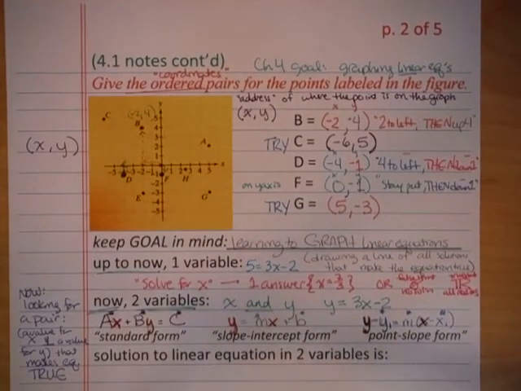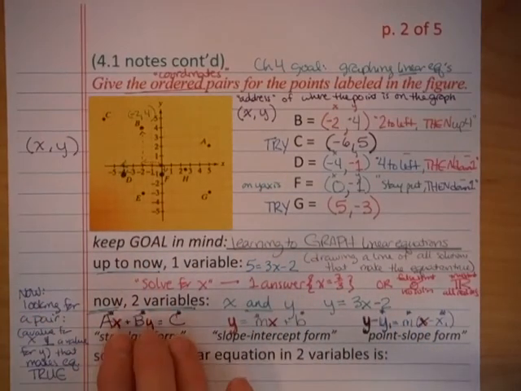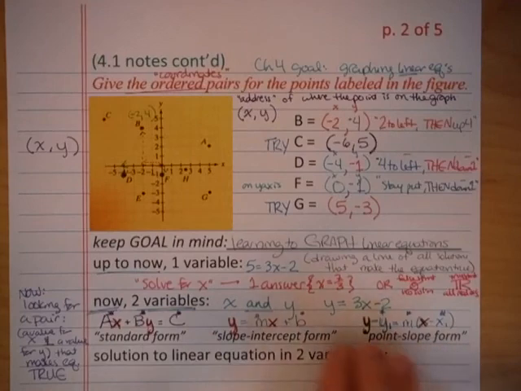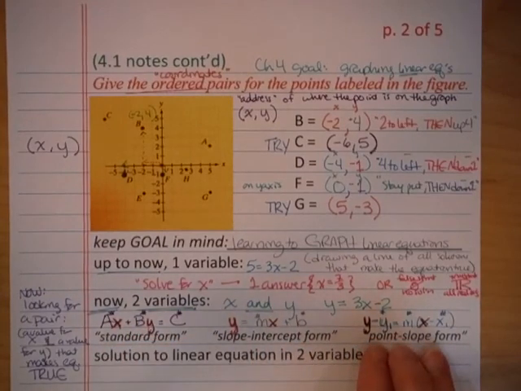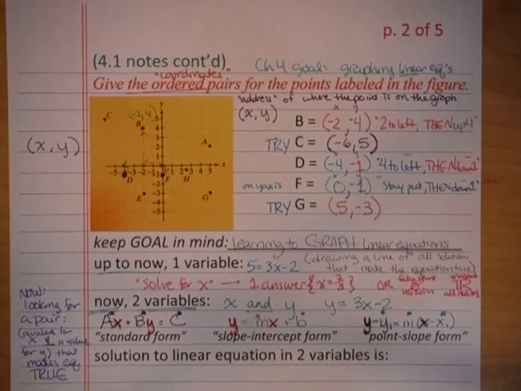Okay, so that's some more basics in terms of ordered pairs and types of forms of the linear equation. At the bottom of the page in our next video, we're going to look at what it means to be a solution to a linear equation that has both x and y, two unknowns, two variables. We'll see you there at the bottom of page 2.